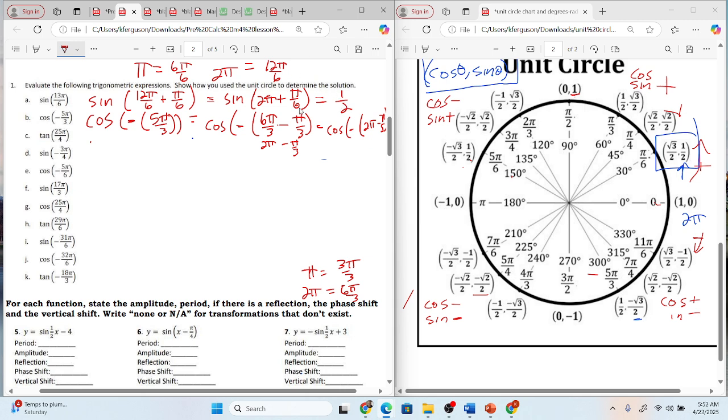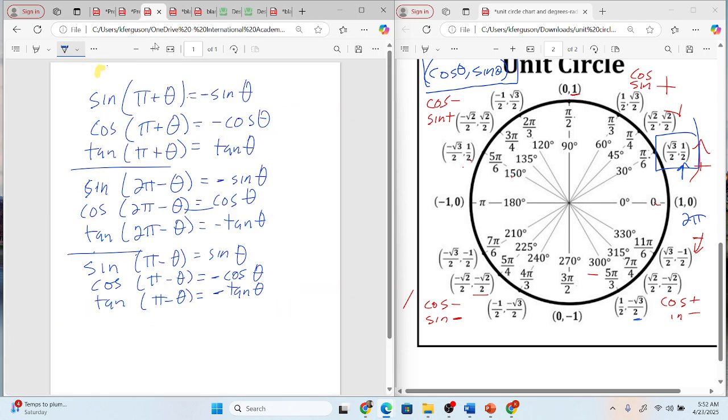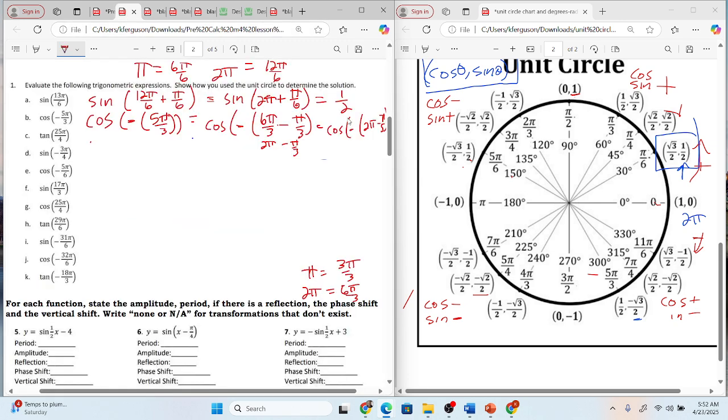So now let's think about what that means. If I'm looking at cosine of 2 pi minus theta, which is 2 pi minus pi over 3, that is positive. So all of this right here is going to be positive. So that's going to be cosine of negative pi over 3.